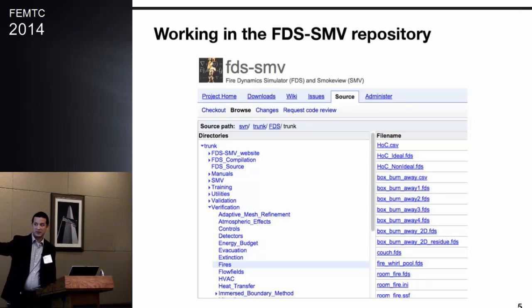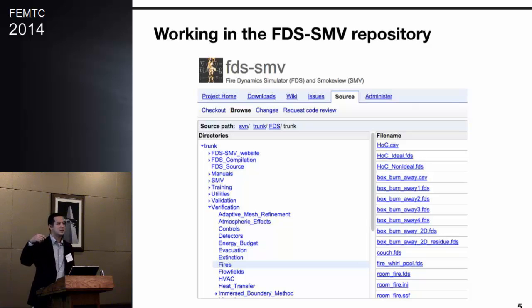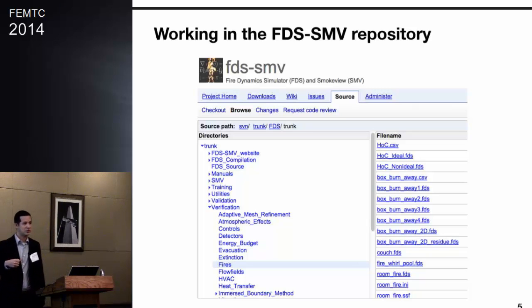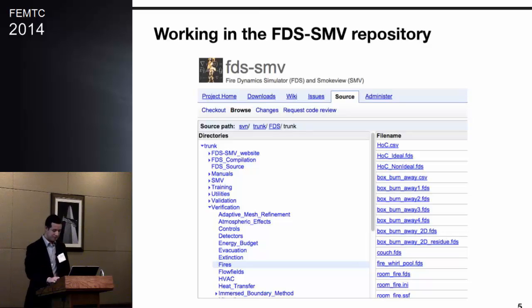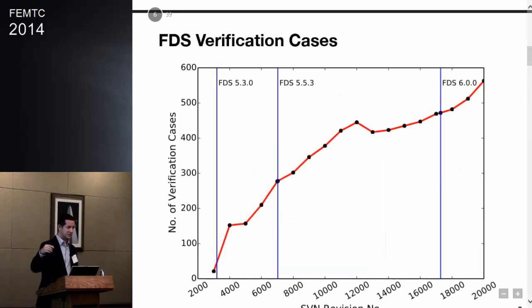Here you can literally see in folders we have HVAC, fires, evacuation. These are all simple cases that not only serve as examples for how to use FDS, but also allow us to check the math to make sure we're doing things right. And as we make changes day to day up to the next major release or minor release, we want to make sure that this is all working correctly. And this quickly becomes a problem of scale.